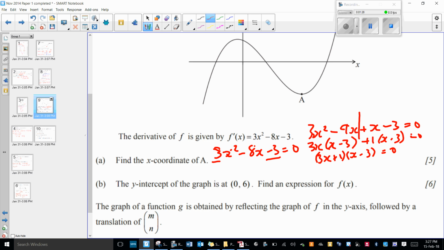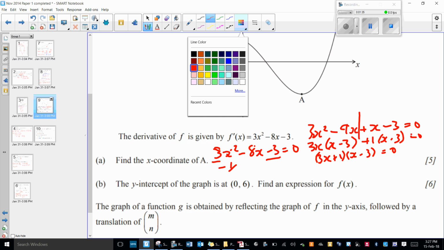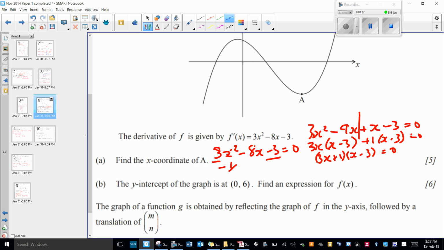And that means our two values are -1/3 and 3. So they're the two times that there's a turning point. So obviously the x-coordinate of A is going to be x equals 3. You must make that statement because there's only one x-coordinate, and this is the x-coordinate for this point here.